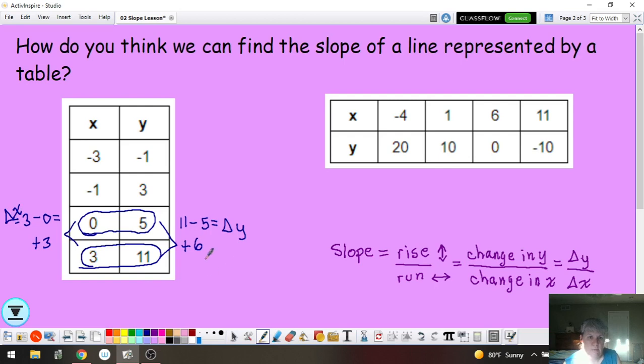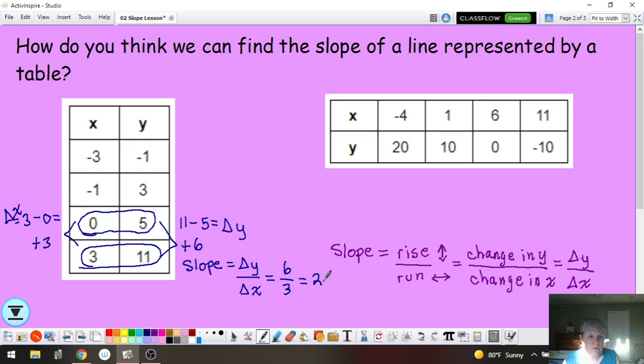So our slope for the line represented by this table, if we're strictly thinking in terms of the change in the rise or the change in y over the change in x, which is the run, we found the change in y is 6. We found the change in x is 3. And again, I can divide 6 by 3 for a slope of 2.